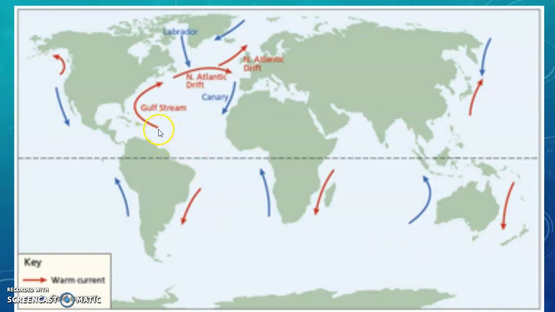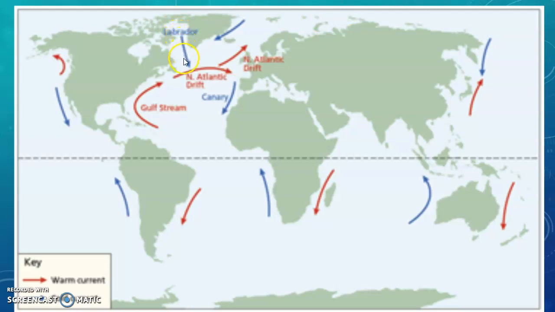So we have the Gulf Stream coming up here from the Gulf of Mexico, and it's a very warm ocean current because it's coming from an area near the equator, and it moves out across the Atlantic to become called the North Atlantic Drift, and that comes right into Ireland and keeps us nice and warm and gives us mild weather.